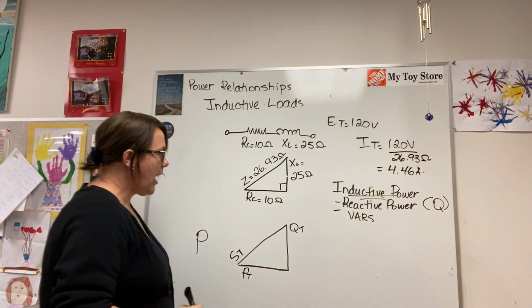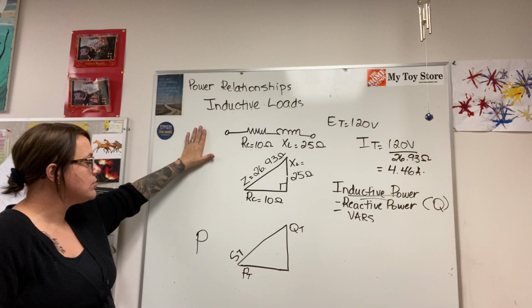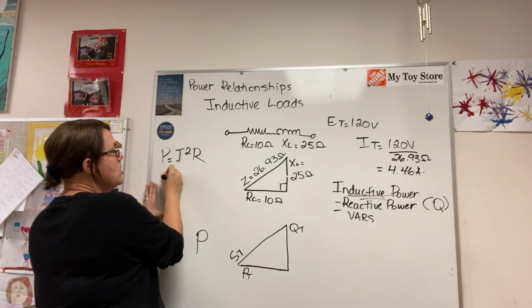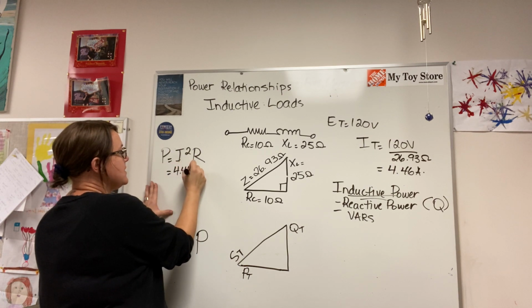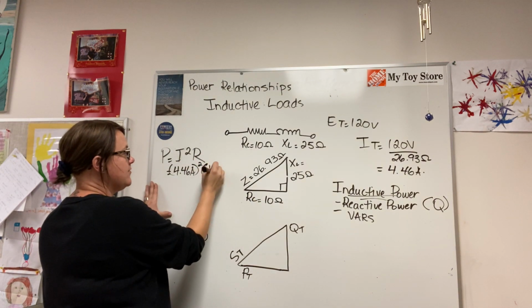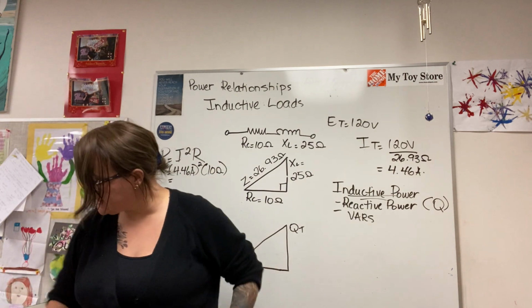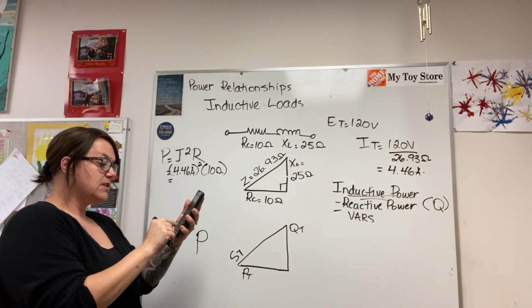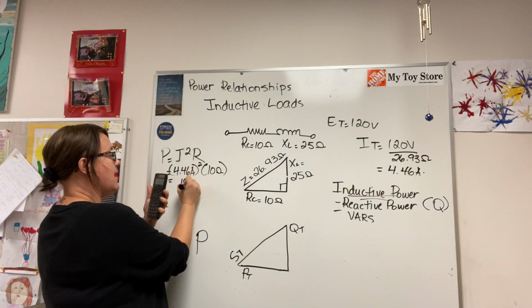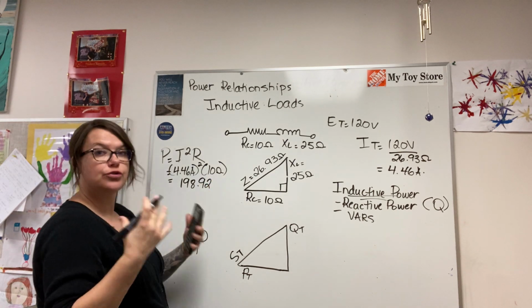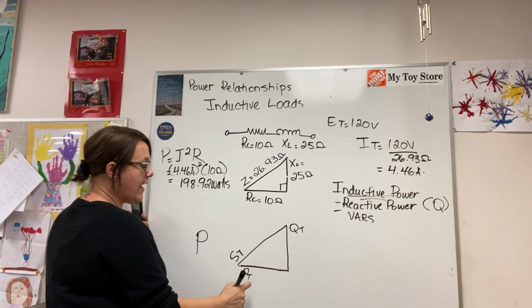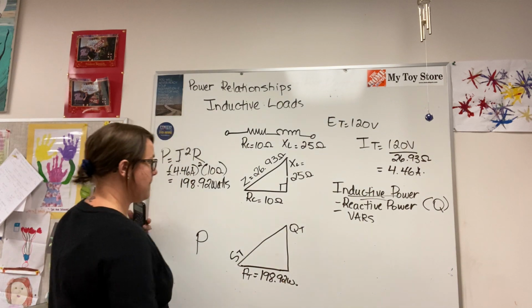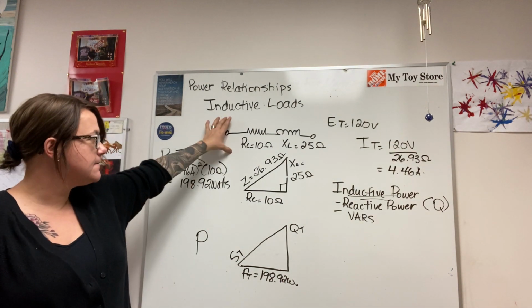So I want to figure out how much true power is being produced in this inductive circuit. I'm going to go back to my P equals I squared R. My current is 4.46 amps squared times 10 ohms, the resistive part. So this is how much true power will be dissipated from the resistive portion of this coil. 4.46 squared times 10 equals 198.92 true power watts. That would be the bottom part of my power triangle, 198.92 watts. Just like we did in our resistor, we do in the resistive component of our inductor.